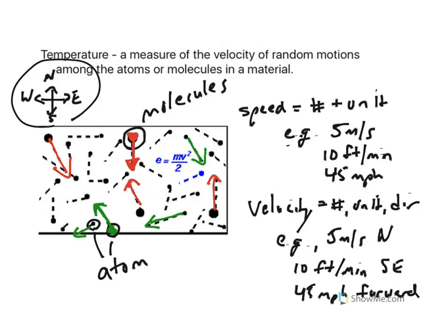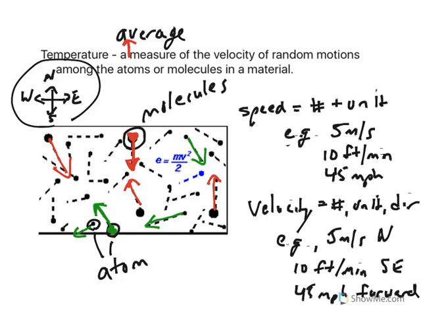So if we could take all the particles that we see here and add up all of their velocities, all of their directions, plus all of their speeds, and find an average, then that average value would be equivalent to the temperature of the gas. So I'm going to add this word average to this definition. Temperature is an average measure of the velocity of random motions among the particles in the material, in this case, the gas in the nebula.